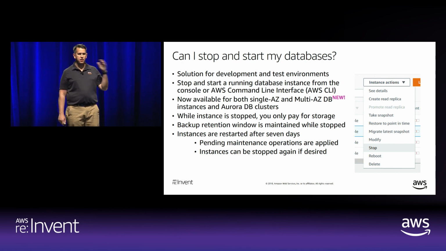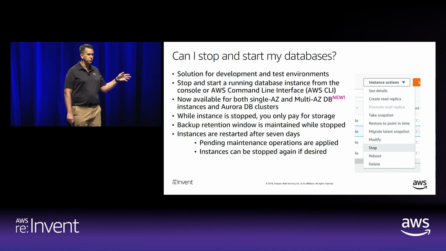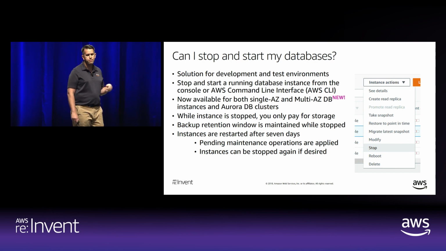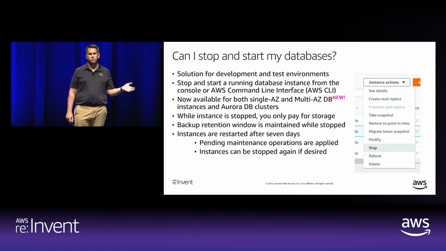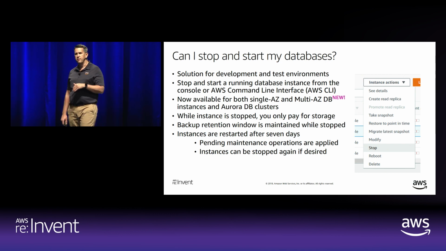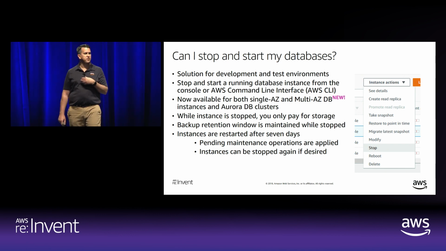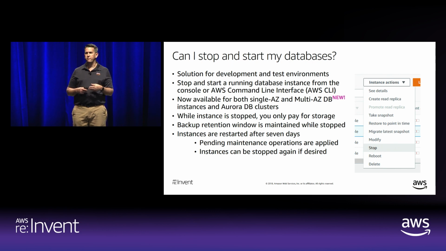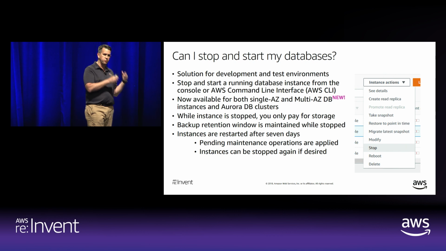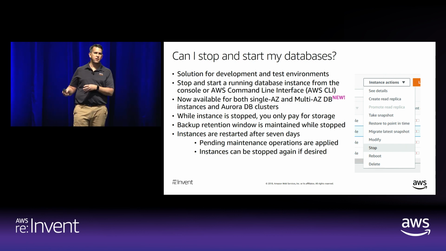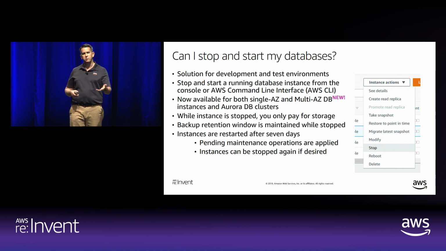Last year we introduced it for single availability zone instances. Recently we've added multi-AZ instances, so you can now start and stop a multi-AZ database. Now in this case, what people would tell us is that they wanted to have their test and development database look exactly like their production database. So if their production database is multi-AZ, they want to have multi-AZ for their test and development. And so what this allows you to do is to set it up in a multi-AZ configuration, stop that, and start it when you want to use it again.